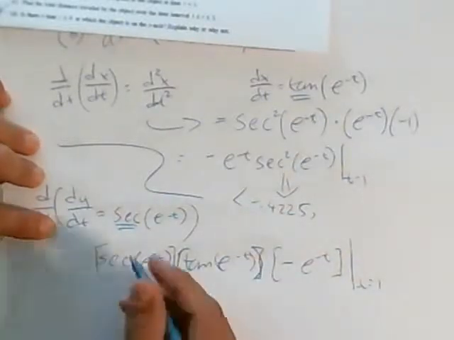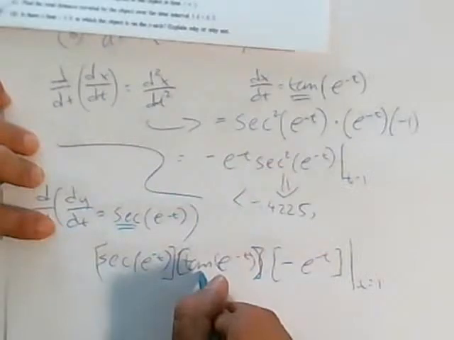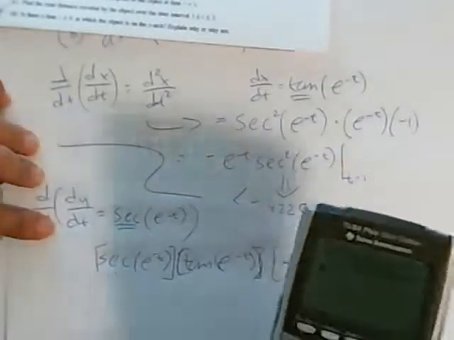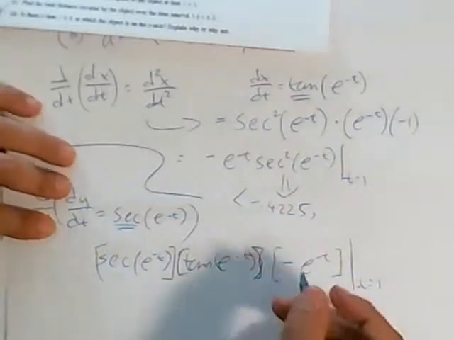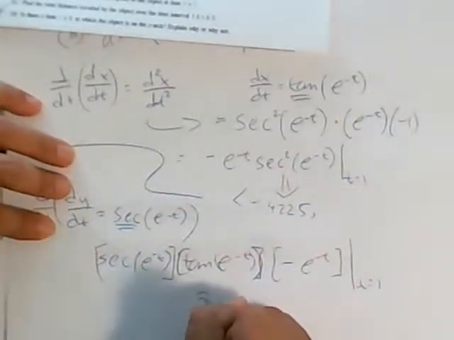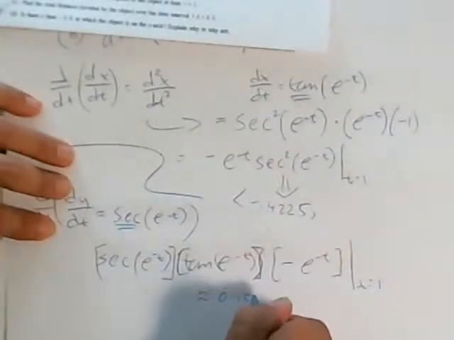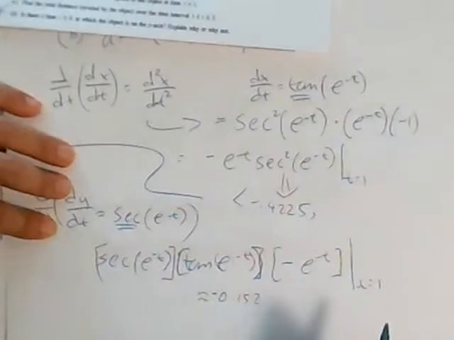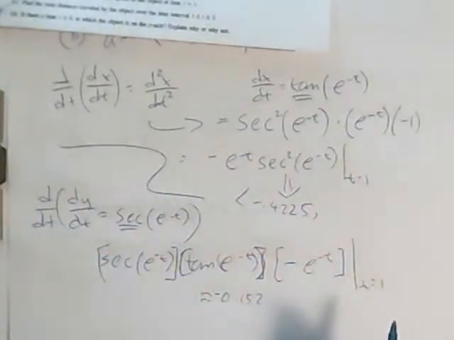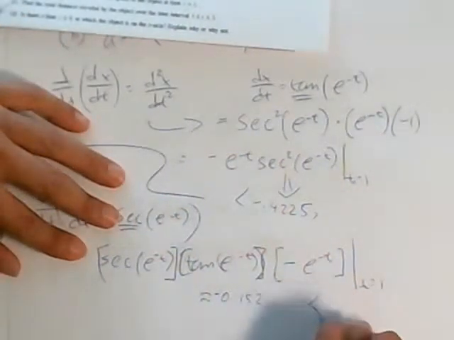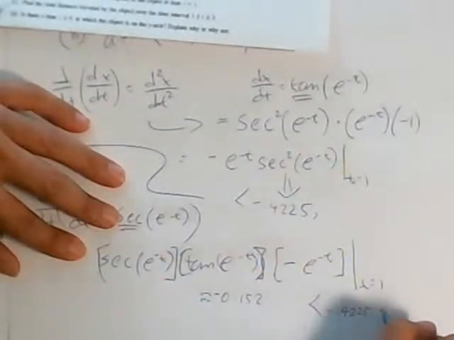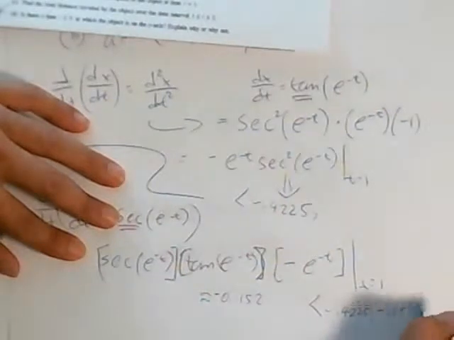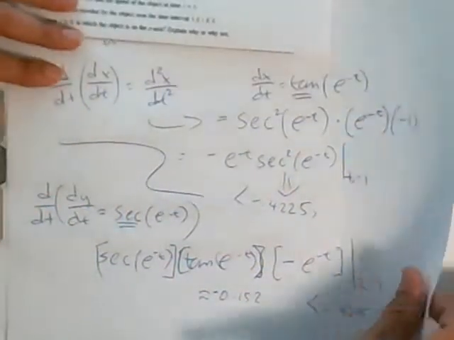And the secant is 1 over cosine. This is going to be sine over cosine, or you can just use the tangent function in the calculator. And so when you do that, I pre-did the work, it becomes 0.152, and it's going to be negative, approximately. Okay, so that's part B. So part B, the answer is negative 0.4225 and negative 0.152, approximately.